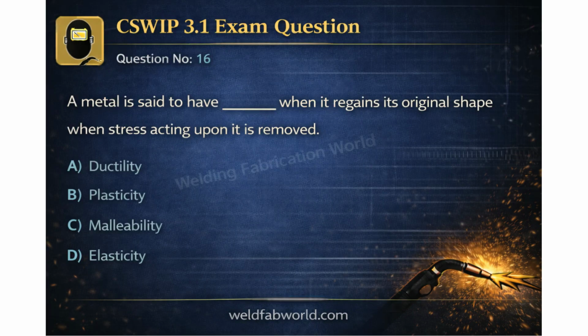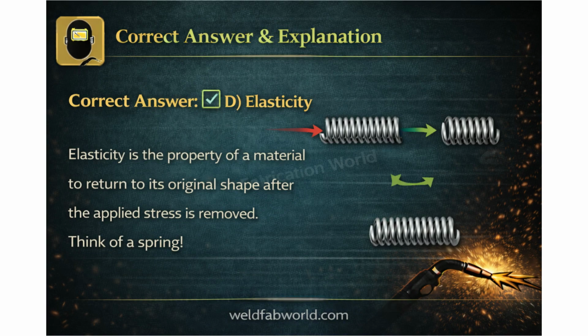Question 16. A metal is said to have this property when it regains its original shape when stress acting upon it is removed. Options: A, ductility, B, plasticity, C, malleability, D, elasticity. Answer: D. Elasticity. Explanation: Elasticity is the property of a material to return to its original shape after the applied stress is removed. Think of a spring.